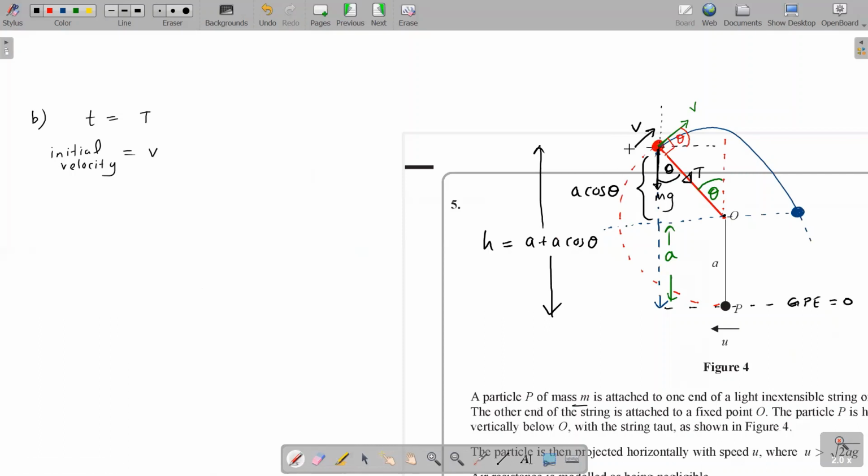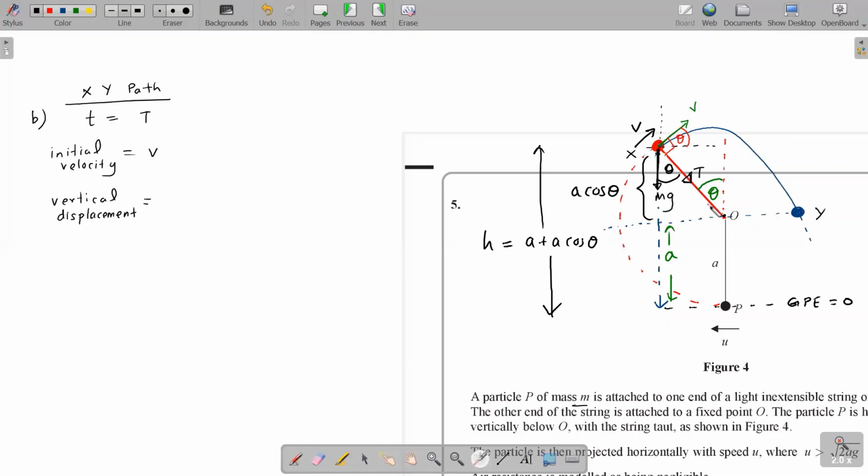So let's say this point is X and this point is Y. So I'm considering the path X to Y. We know the displacement. What displacement do we know? Vertical or horizontal? From X to Y, we know the vertical displacement. What's the vertical displacement from X to Y?